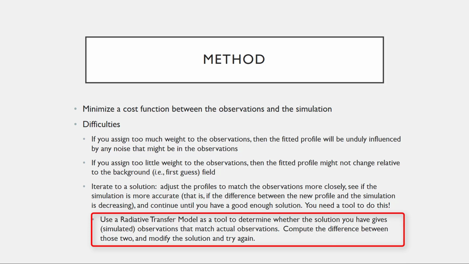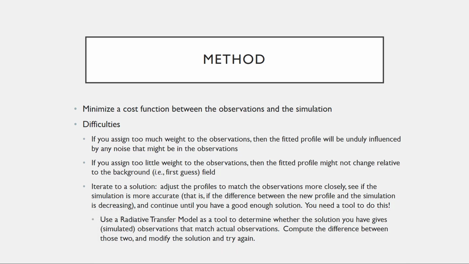Many retrievals use a radiative transfer model as that tool. You use that model to determine whether the solution that you have gives simulated observations that match the actual observations. If it doesn't match, you compute the difference between the two, and you modify the solution and you try again. And you do that until you come to a solution that's close enough for you.